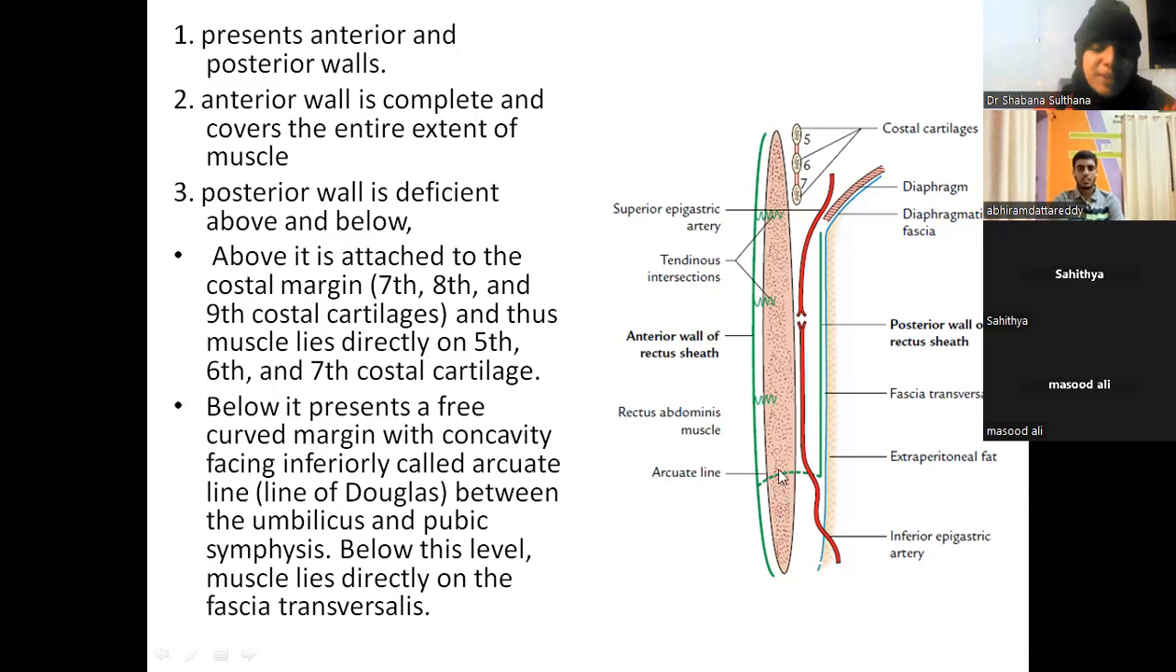Below this arcuate line, the muscle is directly lying over the fascia transversalis. This blue line, this differently colored line, is representing the fascia transversalis. So below the arcuate line, we don't have any aponeurosis. The posterior wall is not there. Hence the muscle is directly resting on the fascia transversalis. I hope you are understanding.